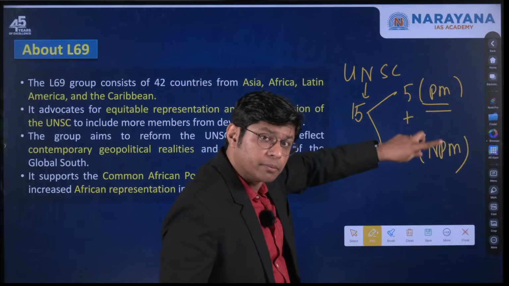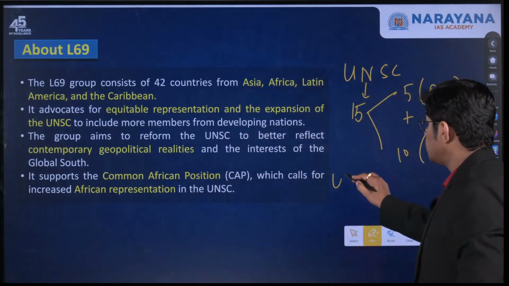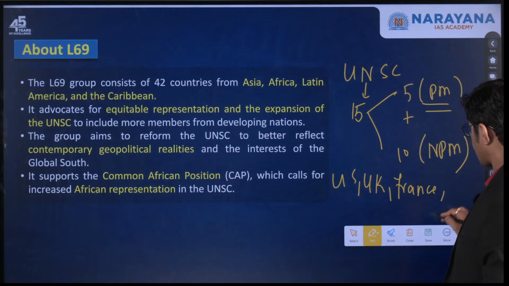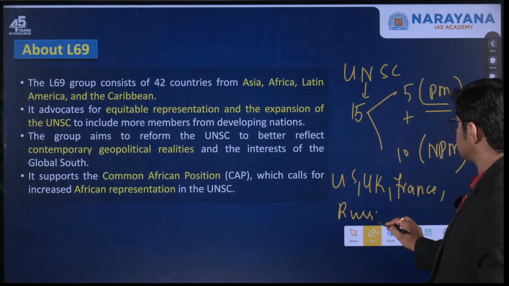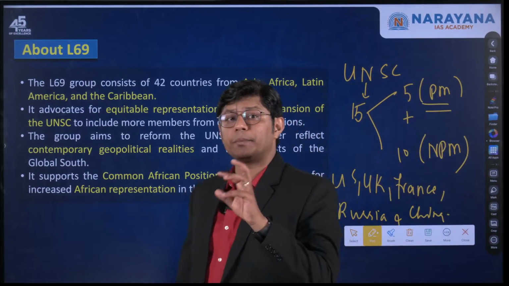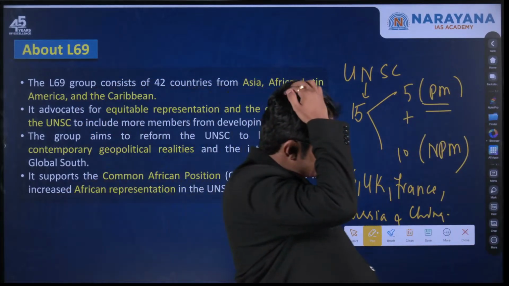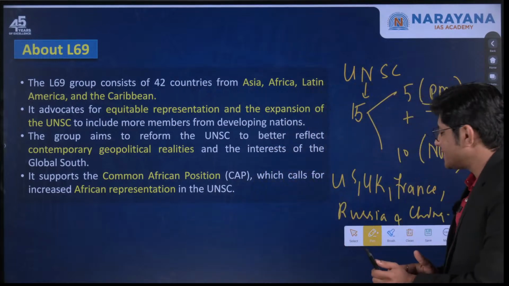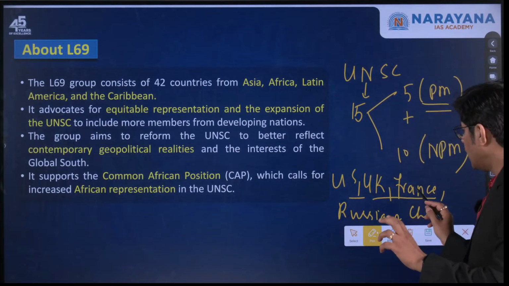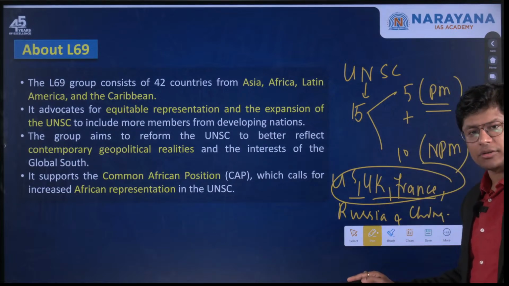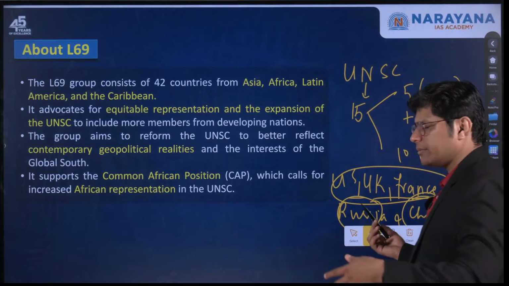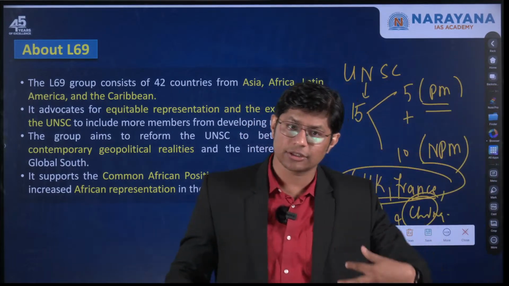Who are the permanent members? US, UK, France, Russia and China. These are the 5 countries that are the permanent members of the United Nations Security Council. If we look at these countries, the UK, France and the US represent the Western Bloc. Russia and China: Russia is part of Eurasia and China is part of the Asian continent.